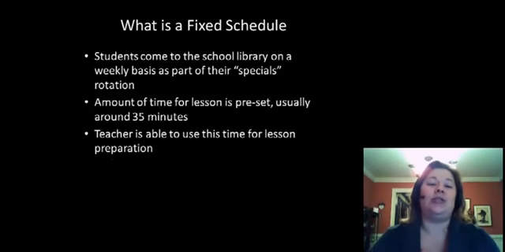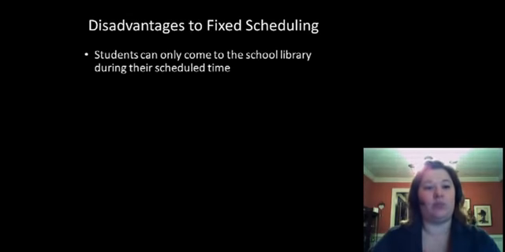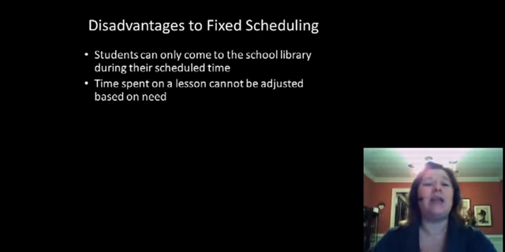And the teacher is able to use this time for lesson preparation or other types of planning. This is one of the primary reasons that a fixed schedule is used in an elementary school library. There are disadvantages to a fixed schedule. Students can only come to the school library during their scheduled time. So if you have a student that finishes a book early and they want to get more materials, they can't do that because they have to wait all the way until the next week to come in and get more materials. Time spent on a lesson can't be adjusted based on need.